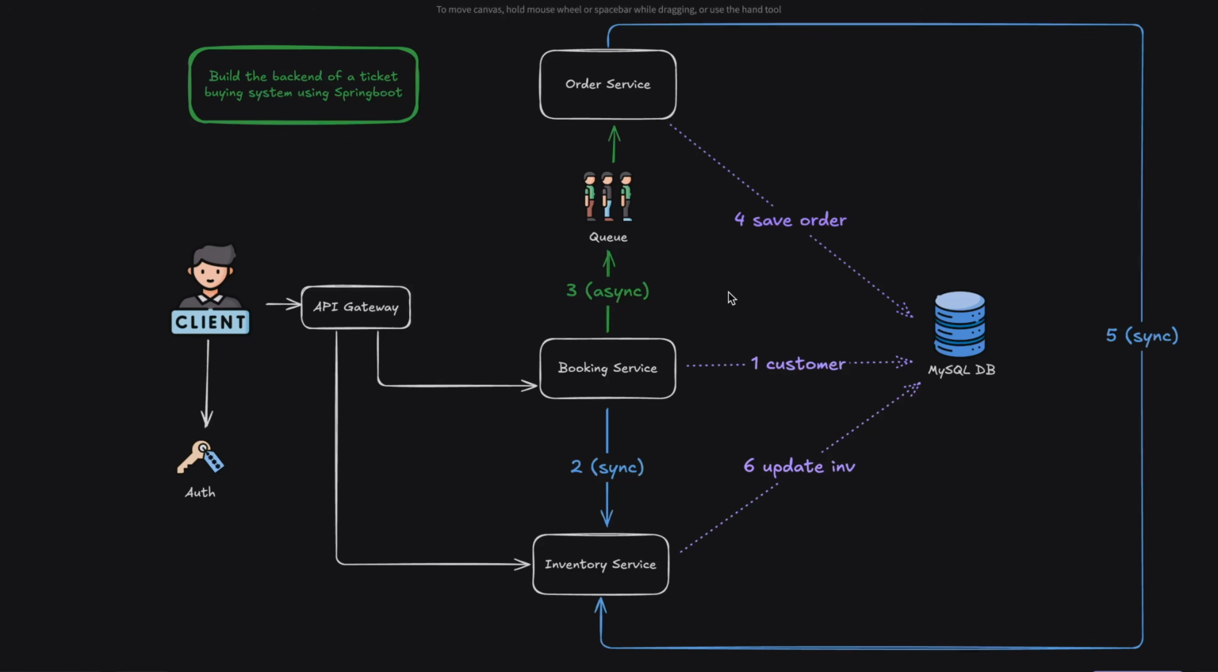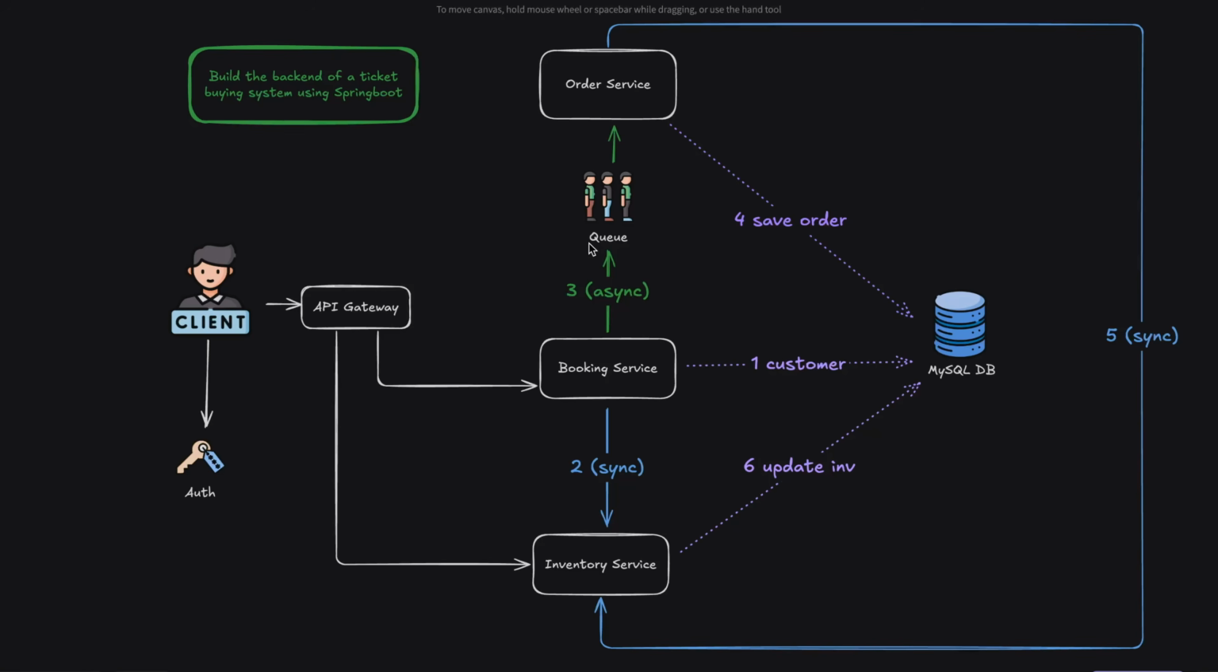So you might be asking what's async and what's sync. Sync basically is a synchronous call. Booking service will send a request. It will wait for a response from inventory service. Whilst in this asynchronous call, booking service will place the message on a topic, and then order service will pick up this message once it is able to process these messages.